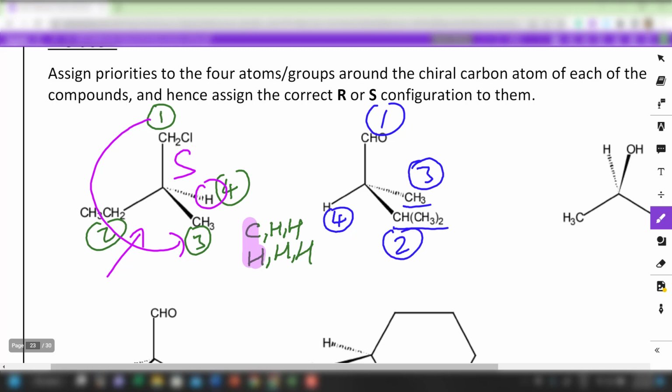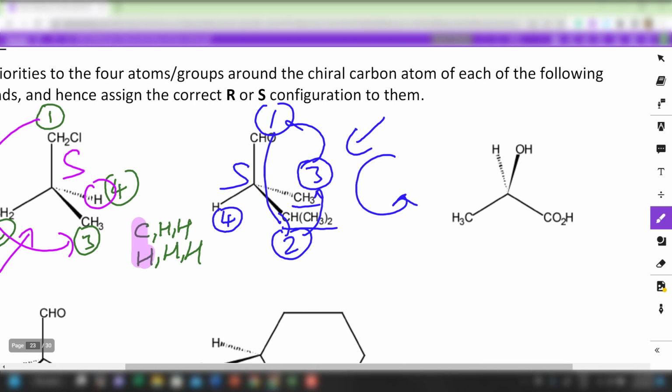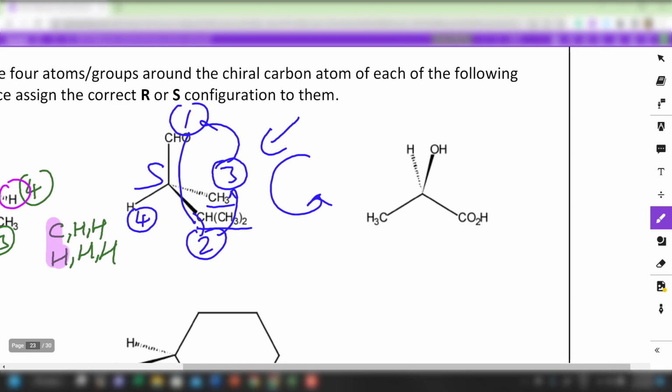So again, we put our eyes here. Okay, so we go from 1 to 2 to 3 and then back to 1. This is in this fashion. So anti-clockwise, so take on the S configuration. Okay, so S configuration. Okay, then again, the next molecule, because it's written this way, it's a lot easier, right?